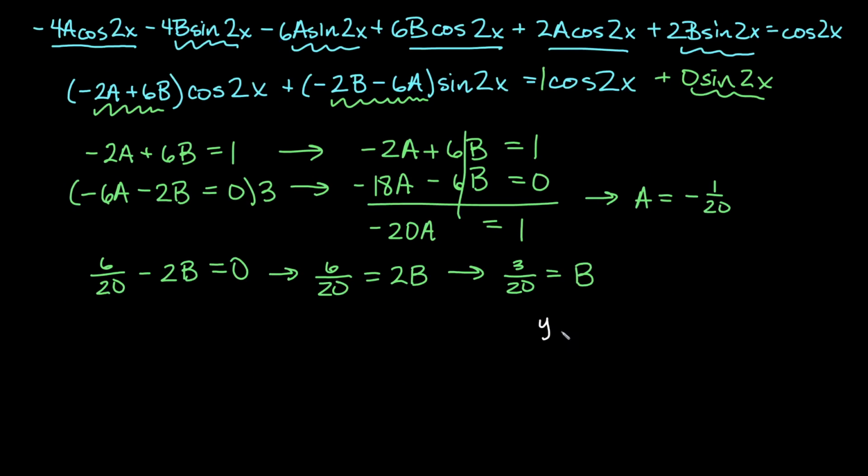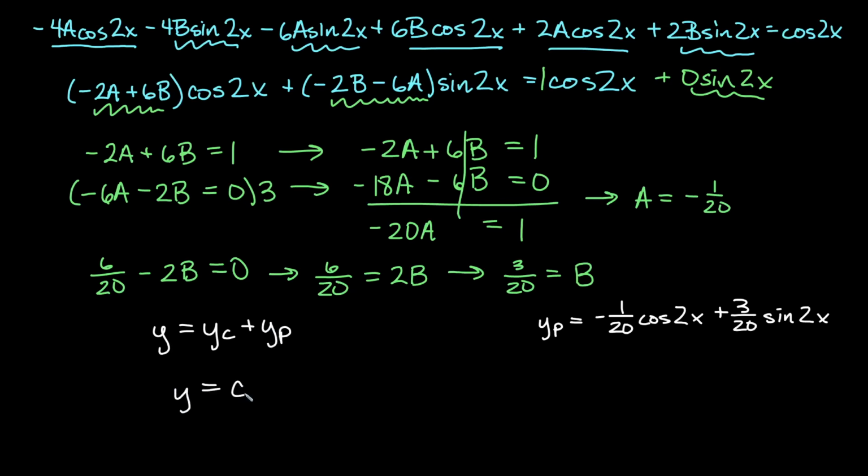So this tells us that our y sub p is going to equal negative 1 over 20 cosine 2x plus 3 over 20 sine 2x. So we combine that with our original y sub c. So remember, y is going to equal y sub c plus y sub p. And remember, our y sub c was c1 e to the negative x plus c2 e to the negative 2x. So then we'll get minus 1 over 20 cosine 2x plus 3 over 20 sine 2x.